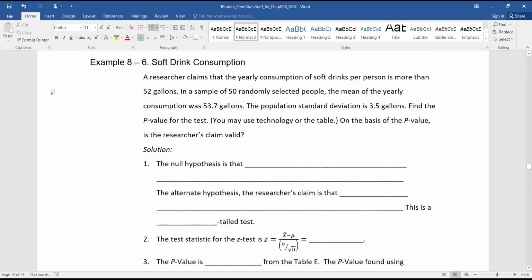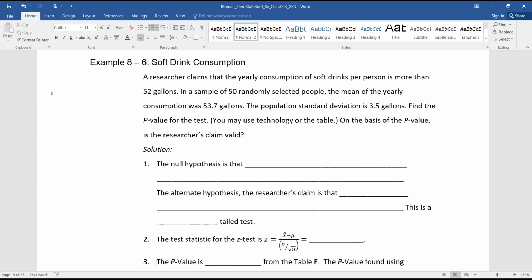All right, with that, let's look at an example. Example 6 is about soft drink consumption. A researcher claims that the yearly consumption of soft drinks per person is more than 52 gallons. In a sample of 50 randomly selected people, the mean yearly consumption was 53.7 gallons. The population standard deviation is 3.5 gallons. Find the p-value for the test. You may use technology or the table; we'll be using the table. On the basis of the p-value, is the researcher's claim valid?